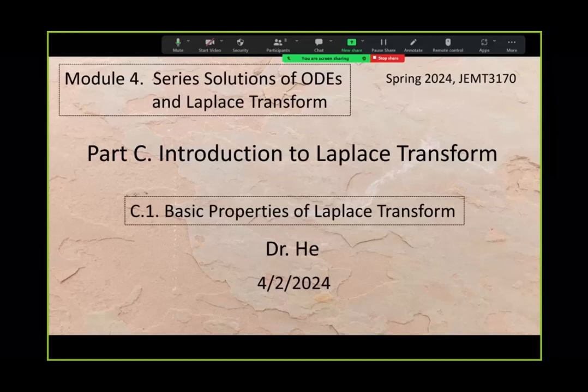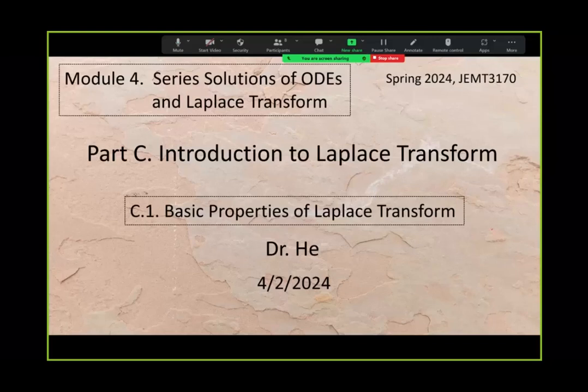Laplace transform. C1, basic properties of Laplace transform. Here you can see transform. This word gives us a new problem-solving approach, a good problem-solving approach. Before you solve the problem, let me give you the background of this problem-solving approach. Very powerful problem-solving approach. Our current problem-solving approach is straightforward.